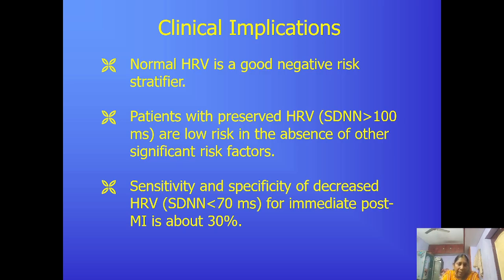And what are the clinical implications of HRV? So normal HRV is a good negative risk stratifier. When the patient has preserved HRV, SDNN greater than 100, they are at low risk in the absence of other significant risk factors. And when they estimated the sensitivity and specificity of decreased HRV, they identified that SDNN is less than 70 milliseconds for immediate post myocardial infarction. So that is an abnormal one.